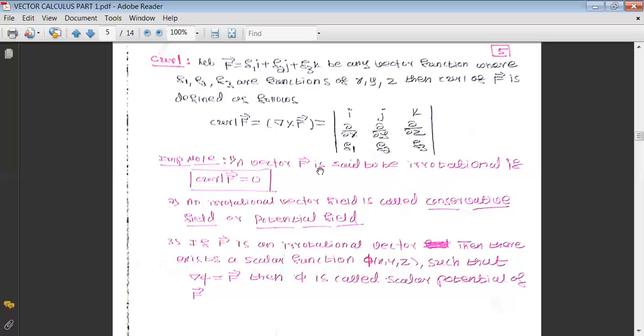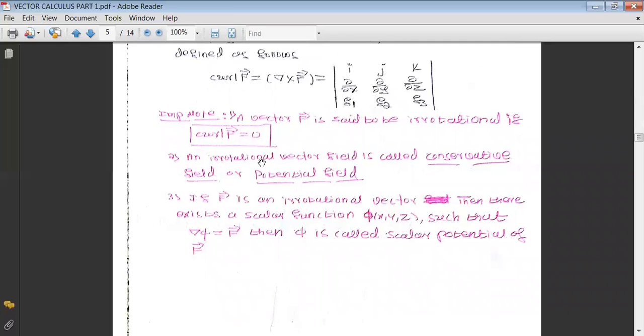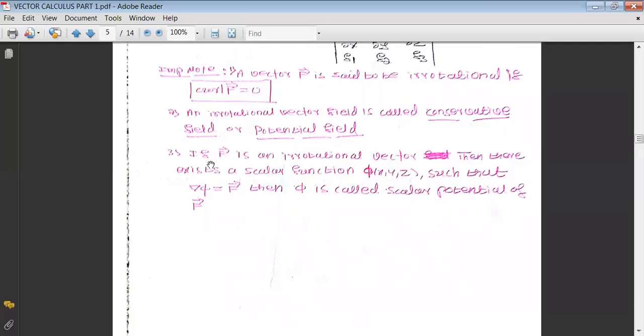A vector f bar is said to be irrotational if the curl of that vector is 0. That's why we conclude that whenever the curl of a vector is 0, that vector is called irrotational. An irrotational vector field is also called a conservative field or potential field. And one more thing: if f bar is an irrotational vector, then there exists a scalar function phi of x, y, z such that del phi equals f bar, then that phi is called the scalar potential of f bar.